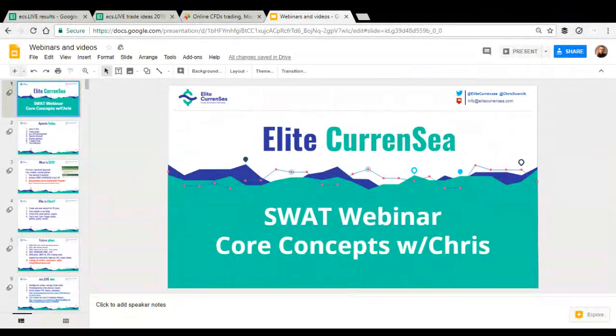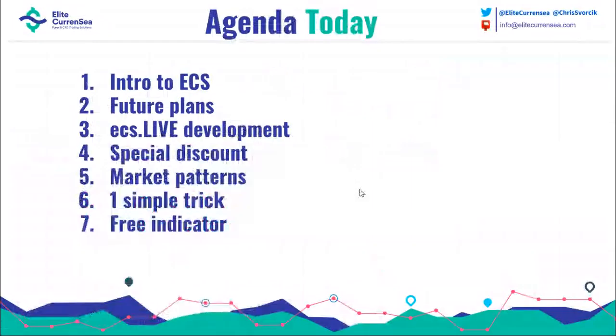So let me show you what it's all about. We want to talk about these core concepts of SWAT, but I just want you to give me about 5 minutes. I want to talk a little bit about Elite Currency, our plans, our development with Live, offer you a nice discount, and then I want to talk about some tricks, a few simple ones actually, one by one, about 6 in total, I think, and then there's a free indicator at the very end for those that are interested. All right, so this is what we're going to be focused on today.